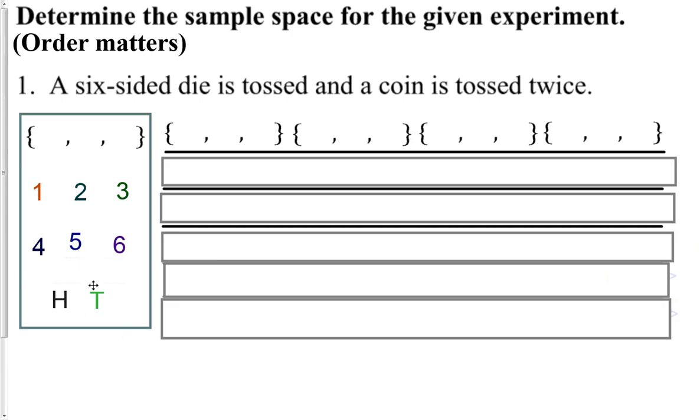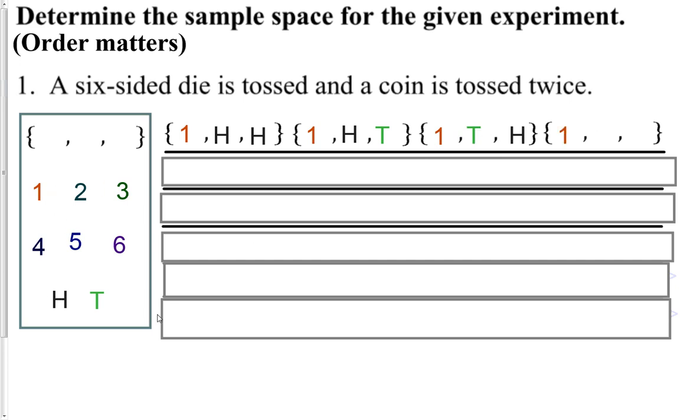Next, determine the sample space for a given experiment. A six-sided die is tossed and a coin is tossed twice. So we have a die that can give us values 1 through 6, and a coin that can give us heads or tails. Our first option would be 1, heads, heads. Second option would be 1, heads, tails. Third option, we'll continue the pattern: 1, tails, heads. And then the last option will be 1, tails, tails.